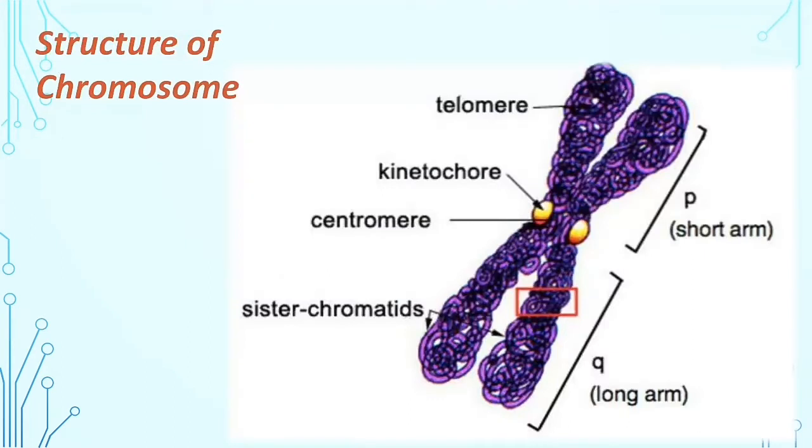Now if we look at the structure of a chromosome, it has several parts. There is a short arm which is indicated by P, and a long arm which is indicated by Q, and between them there is a kinetochore and a centromere, and the tail region of the chromosome is known as the telomere. This is the picture of a typical metaphase chromosome.